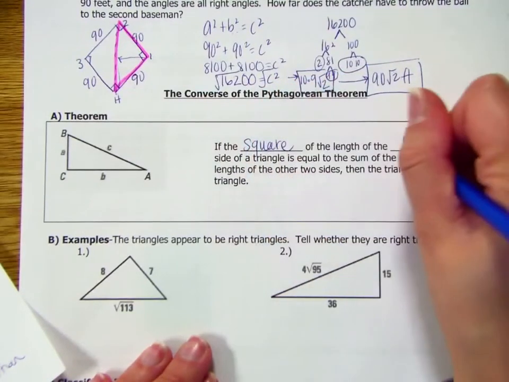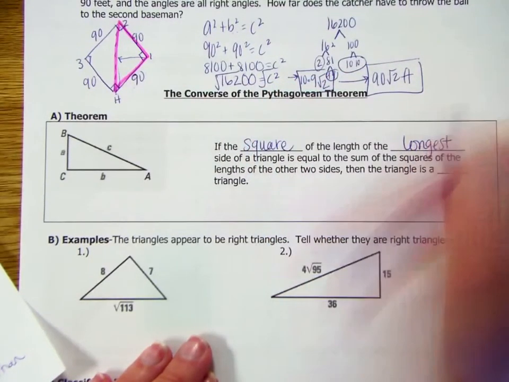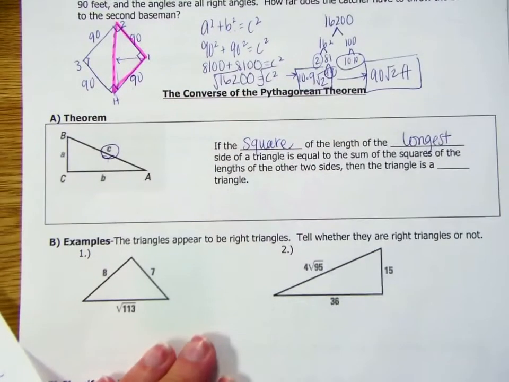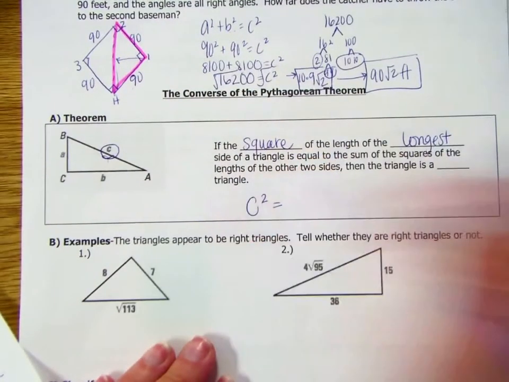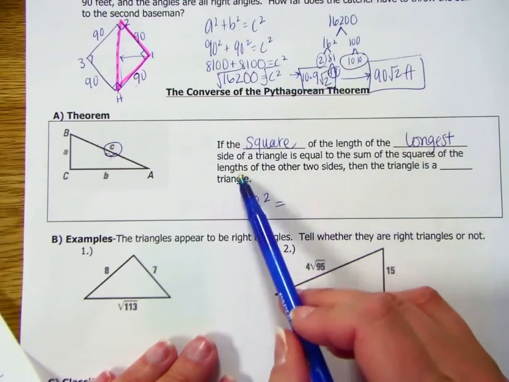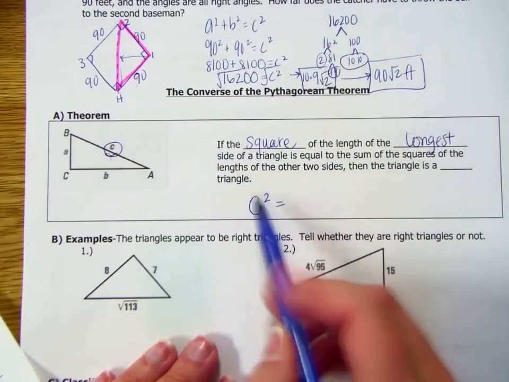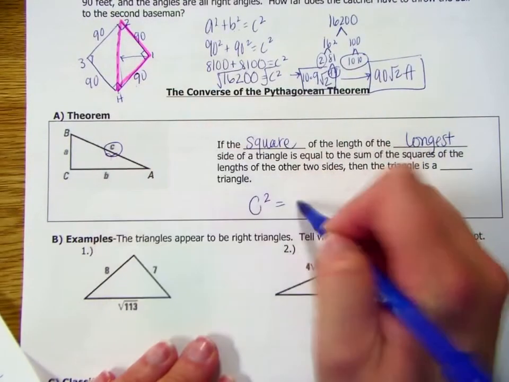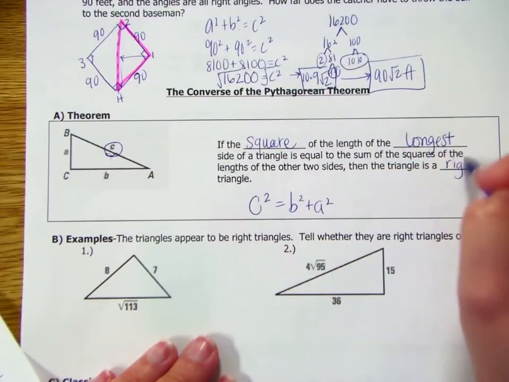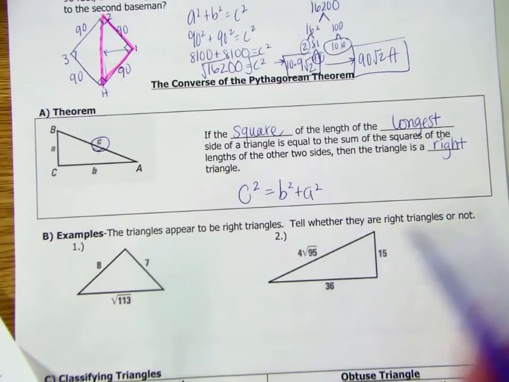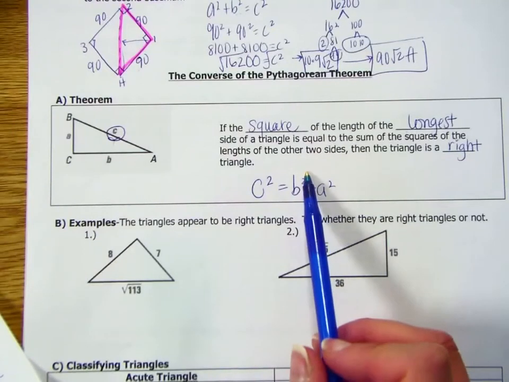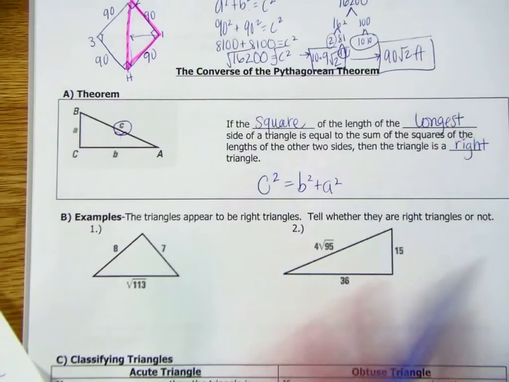of the length of the longest side of the triangle, so the longest side here would be C, if the square of that is equal to the sum of the squares of the lengths of the other two sides, meaning if C squared equals B squared plus A squared, then the triangle is a right triangle. So basically, if your three values satisfy the Pythagorean theorem, it's a right triangle.